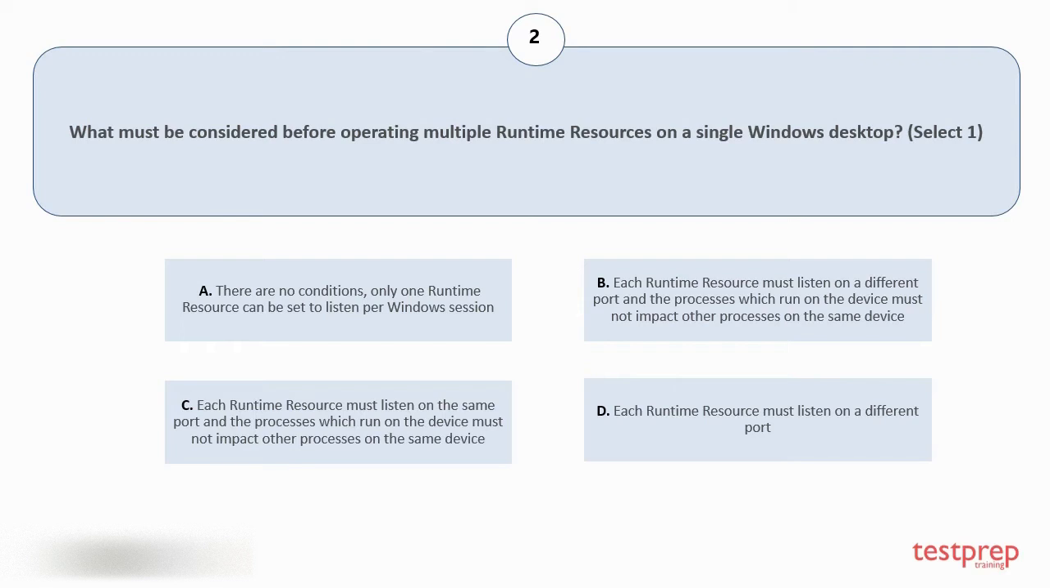C. Each runtime resource must listen on the same port, and the processes which run on the device must not impact other processes on the same device. D. Each runtime resource must listen on a different port. The correct answer is option B.